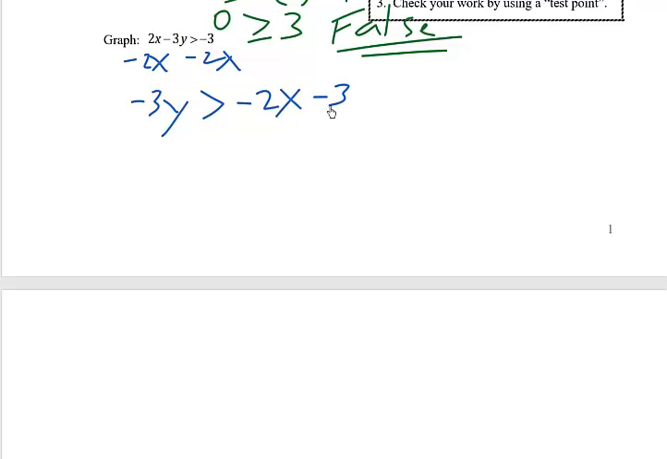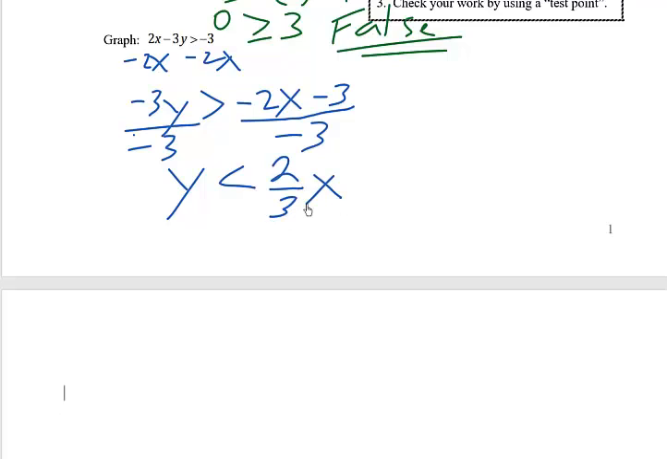And then I need to divide both sides by negative 3. And you can probably see where this is headed. Remember, with an inequality, when you divide both sides by a negative number, you have to flip around the direction of the inequality symbol. So this is going to become y is less than 2/3 x plus 1, it looks like, after I distribute. That's now the inequality that I will seek to draw.